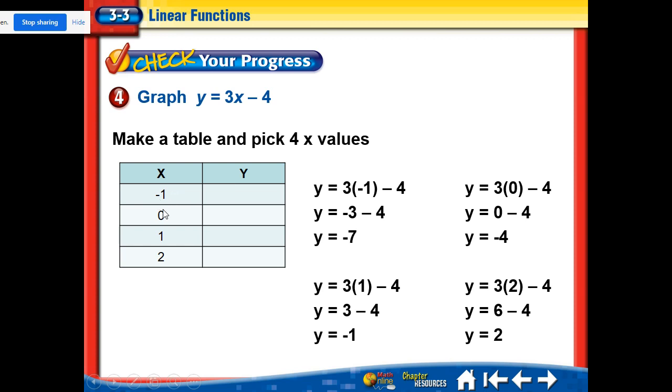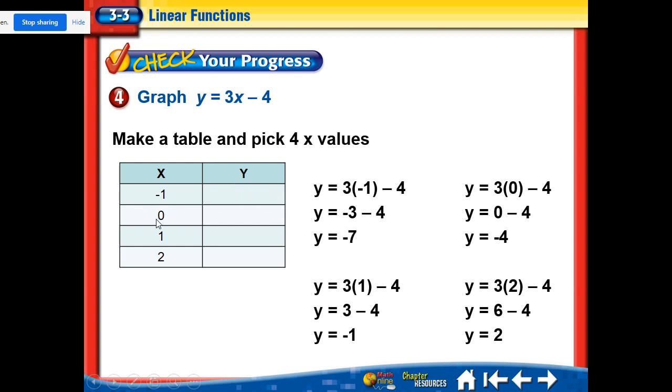So I just tried -1, 0, 1, and 2. So I'm going to go ahead and plug those in. So I started with my -1 here, and notice 3 times -1 minus 4. So I'm just plugging them in for X and solving for Y. So these are really easy. 3 times -1 is -3, minus 4 is -7. And then I'm going to put -7 here in for the Y.